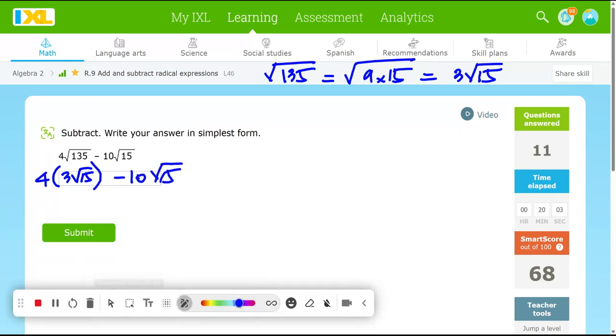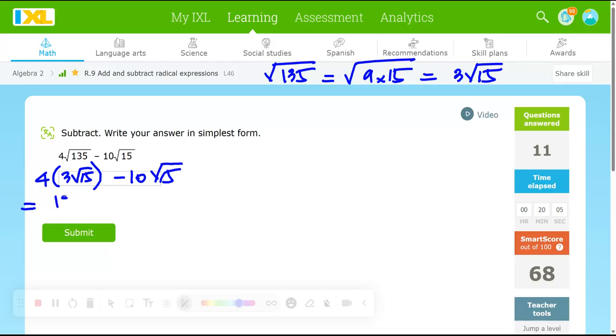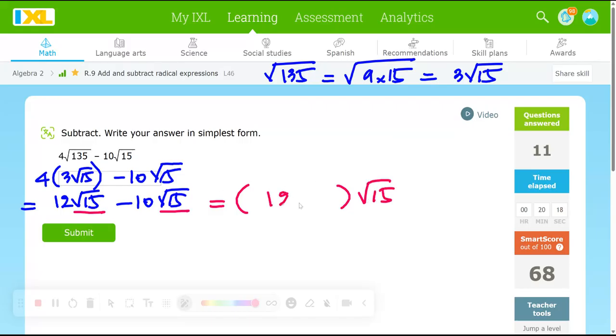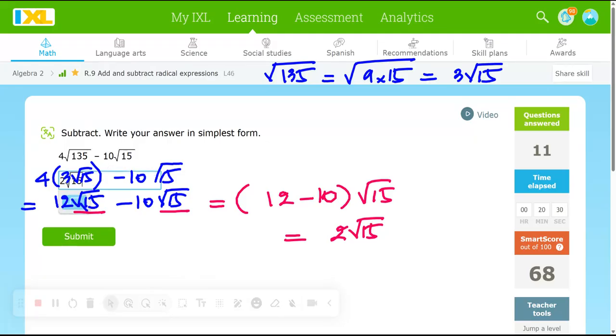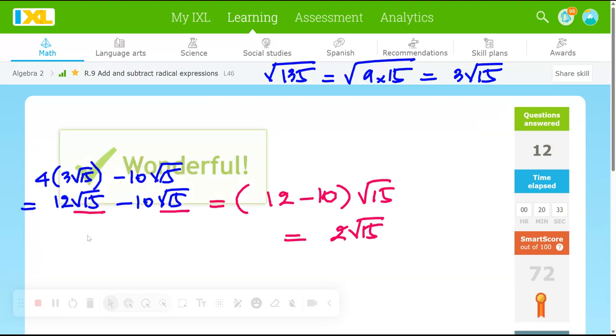So now, multiply them together. That becomes 12 square root of 15. Alright. So you can see square root of 15, square root of 15, they're the same. So you can factor them out. Okay? So now you have 12 subtract 10, which is 2. So the answer is 2 square root of 15. Alright? Super fast here. 2 square root of 15. Done. Voila.